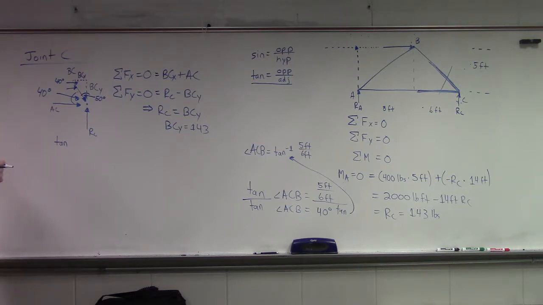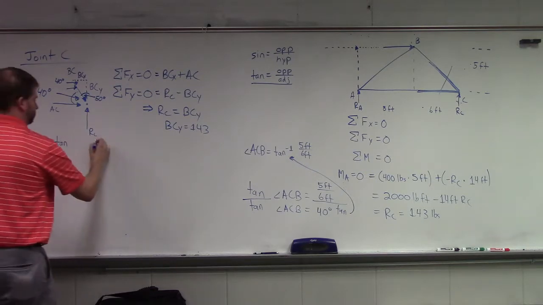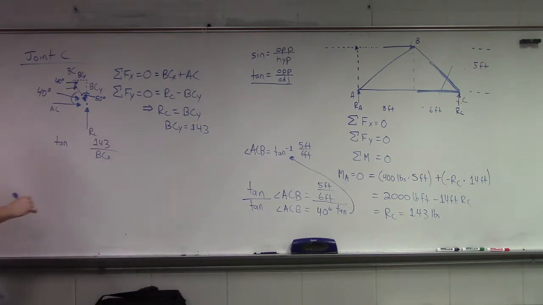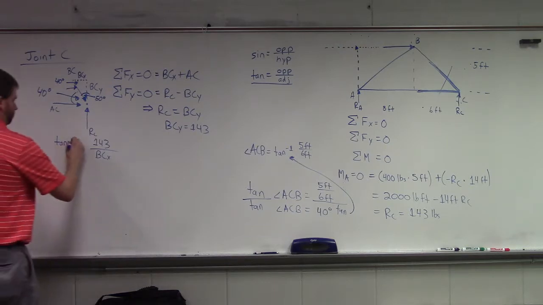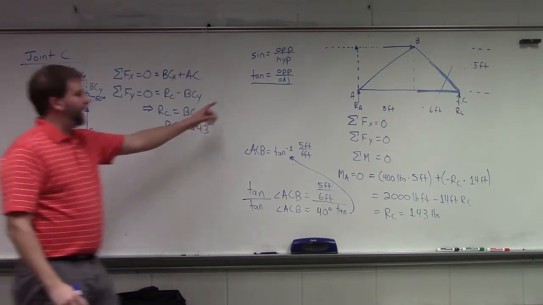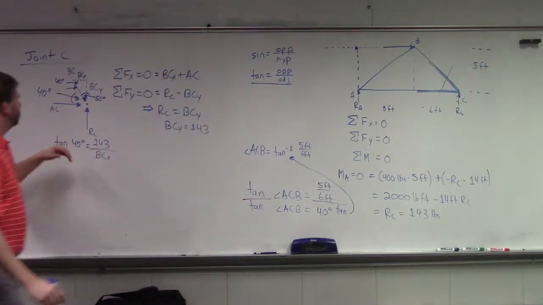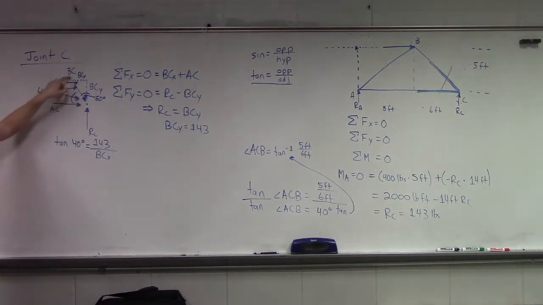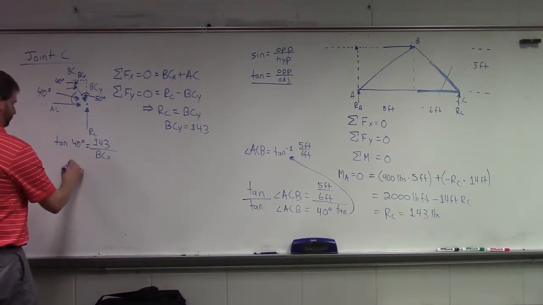Would it be 143 over... Well, you don't know the adjacent, so you want to do 143 over BCX. Which angle do you need to use then, 40 degrees or 50 degrees? 40 degrees. Does everybody follow how Terry got there? Remember, tangent is opposite over adjacent. Terry wanted to put our known value in the numerator and divide it by the denominator. The opposite over the adjacent is at 40 degrees, so tangent 40 equals 143 over BCX.